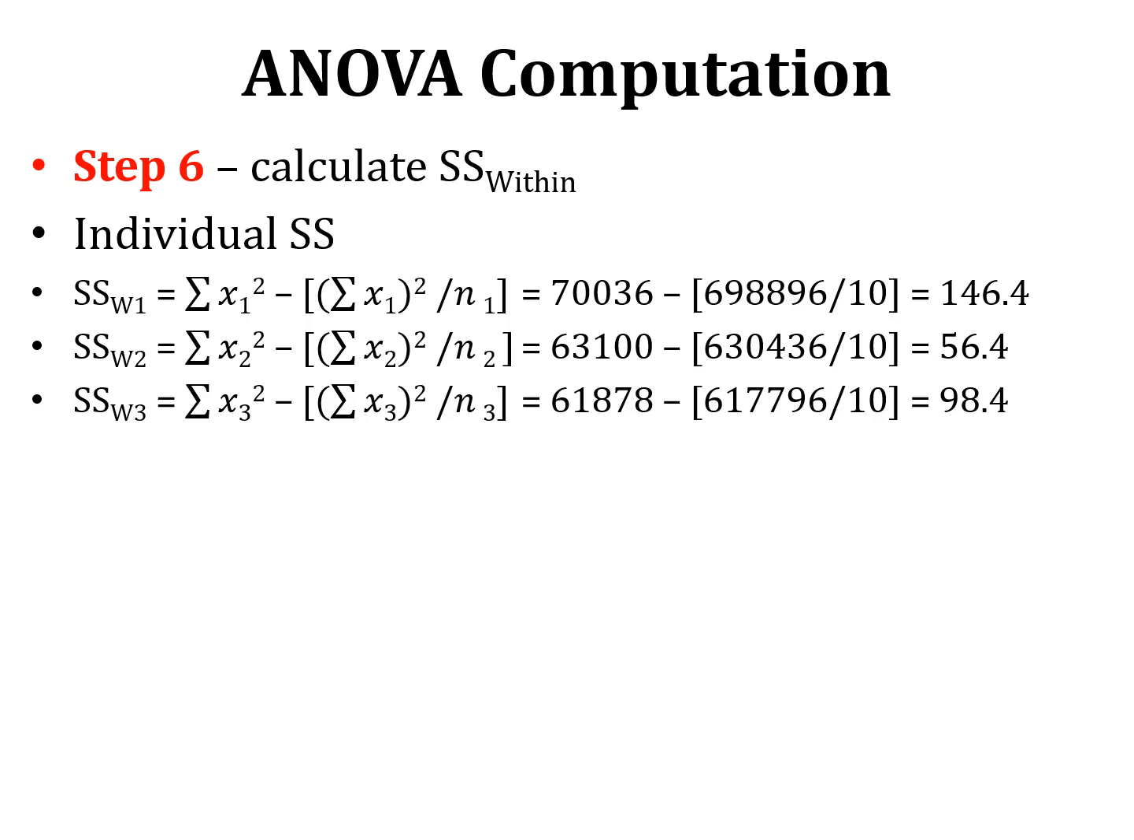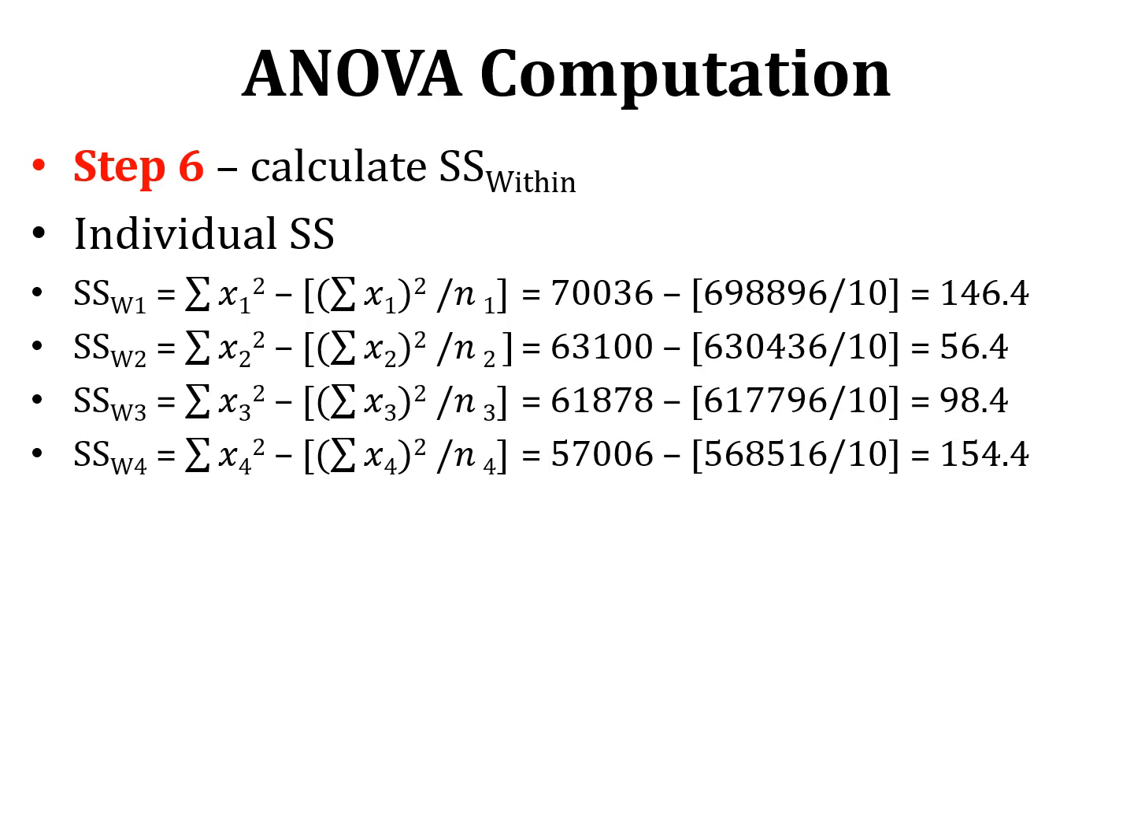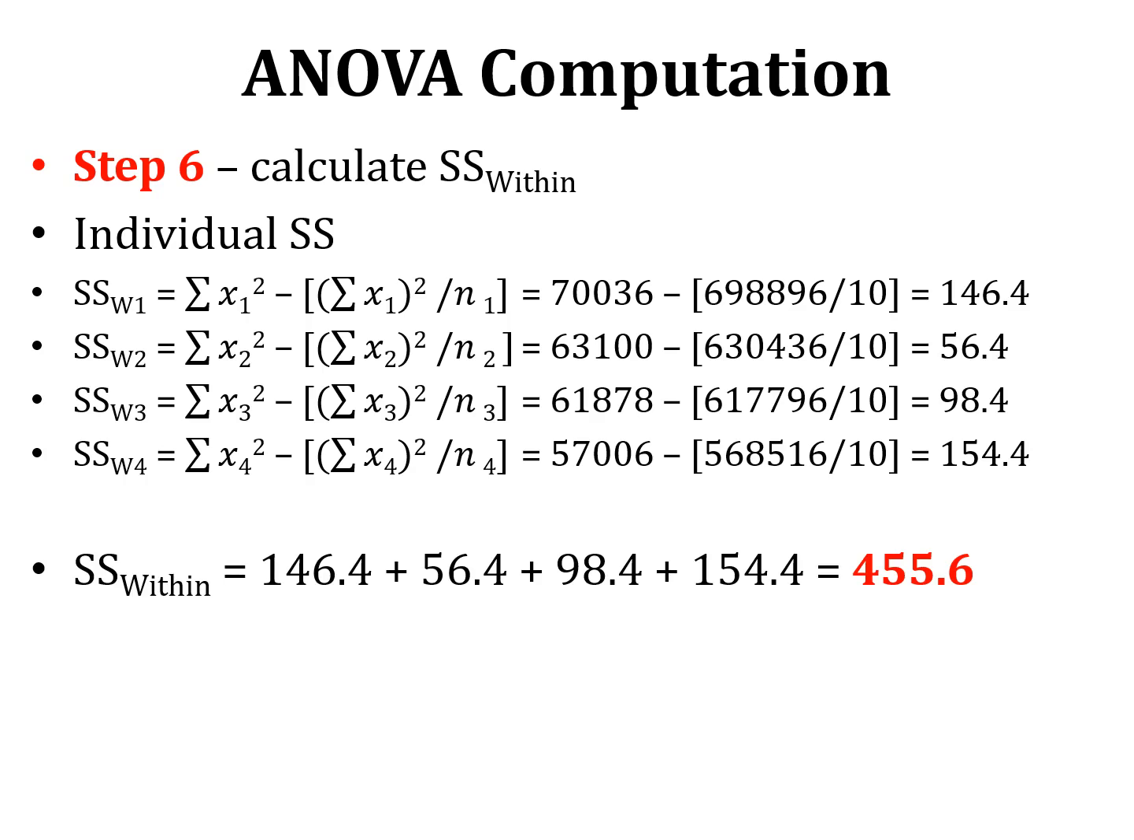So the sum of squares for the 3rd sample is 98.4, and the sum of squares for the 4th sample is 154.4. So here you have the total sum of squares within, and this is 455.6, right?